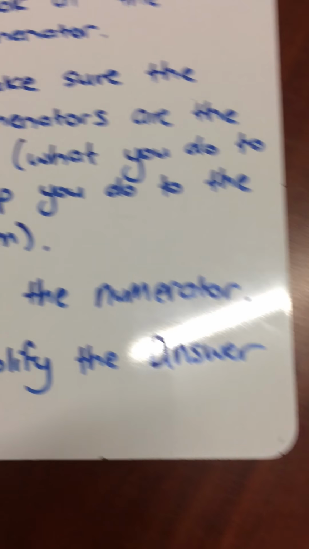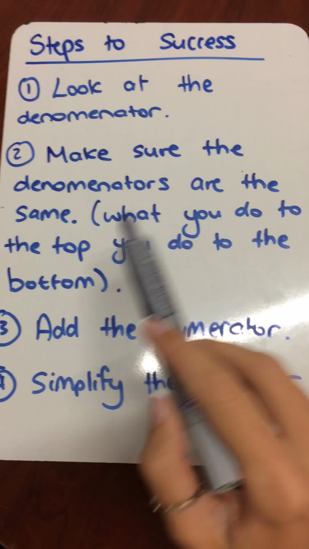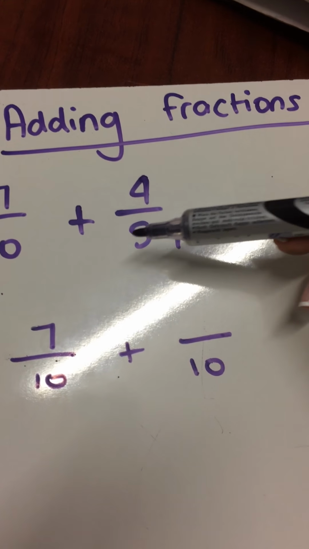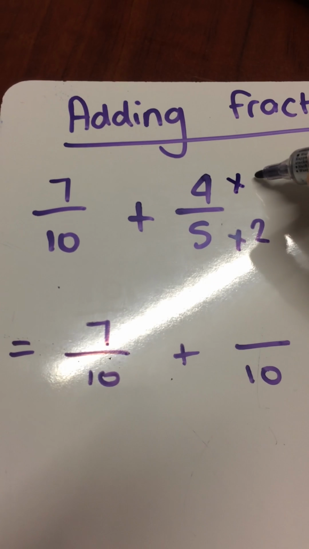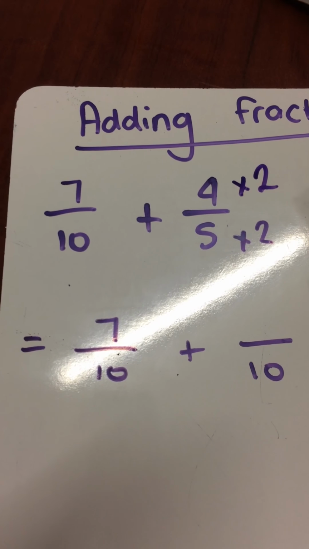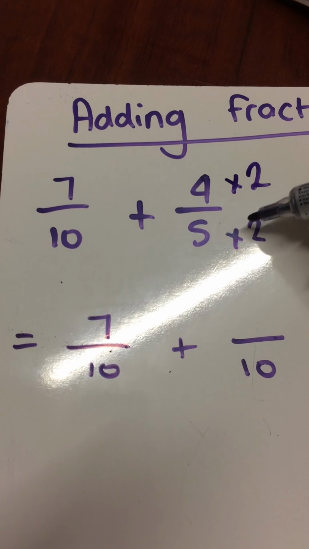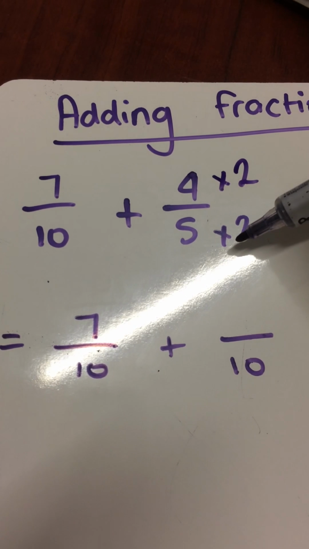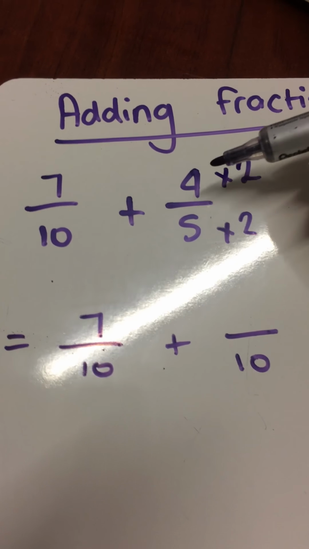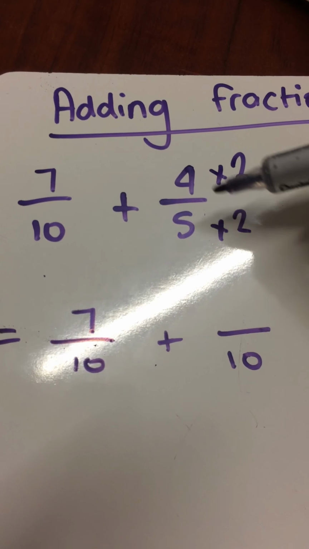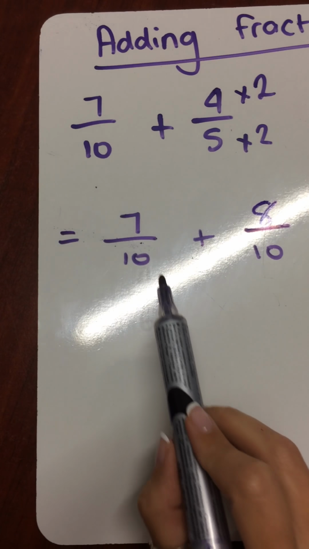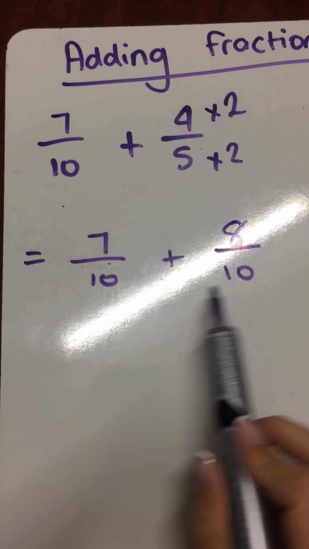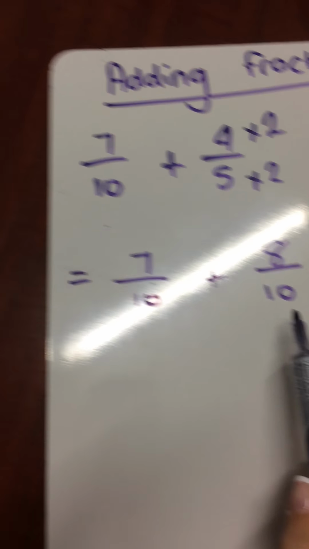But now, like my steps to success say, what you do to the top, you do to the bottom. What I've done to the bottom, I've said 5 times 2 is 10. I have to also multiply the top by 2, because what I've done to the bottom, I have to do to the top. If I multiply the bottom by 2 to get 10, I have to multiply my top by 2 as well. 4 times 2 is 8. So now I have a common denominator. I have denominators that are the same.